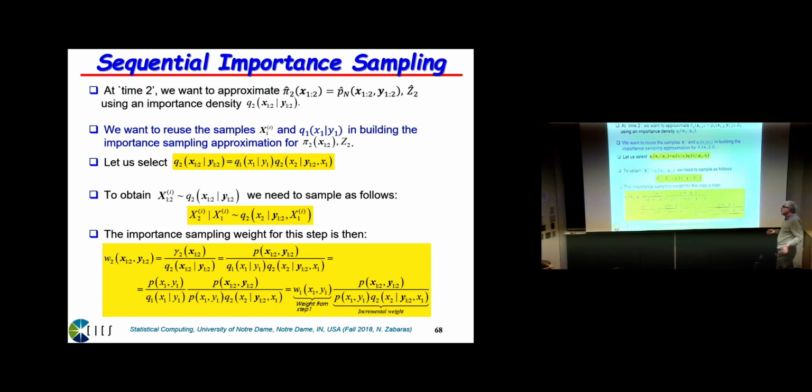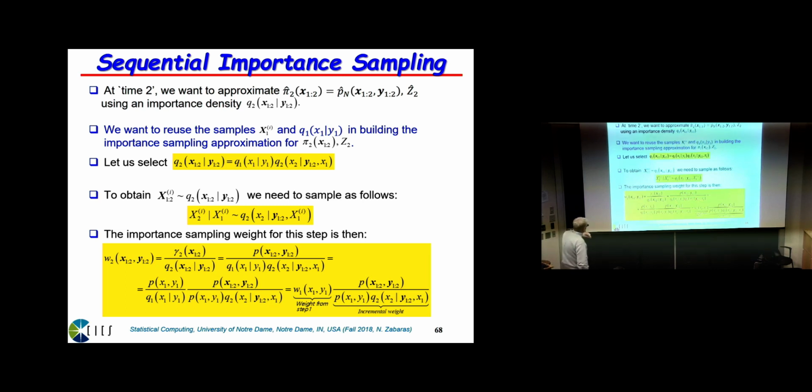And you may say, but what are the weights? Well, let's see. Are the weights actually easy to compute? So what's the definition of the weights? Will you agree with me that the definition of the weights at time 2 is the unnormalized posterior, that's the target distribution, divided by the proposal distribution, which is this, all right?